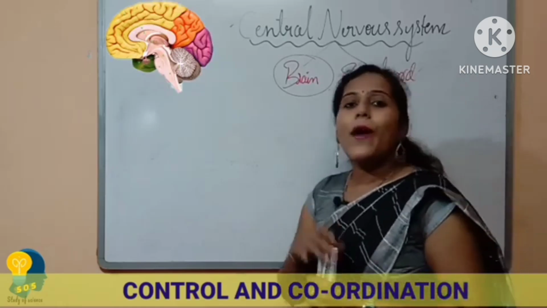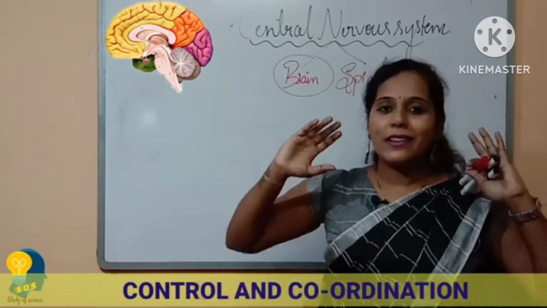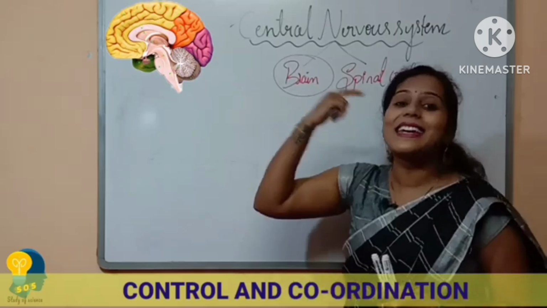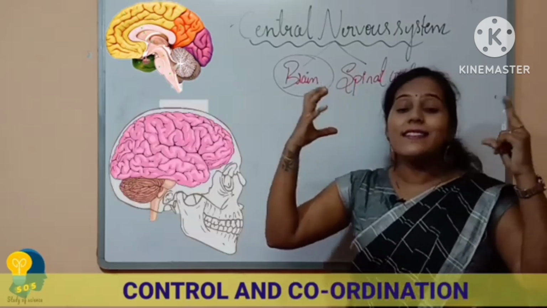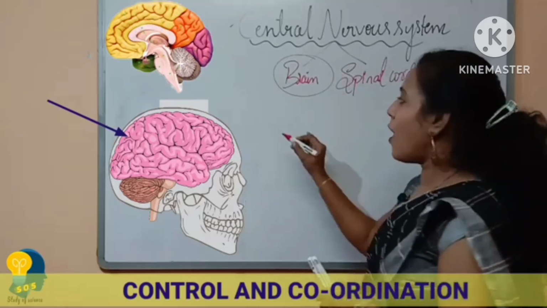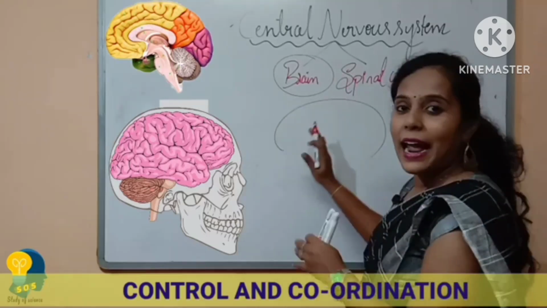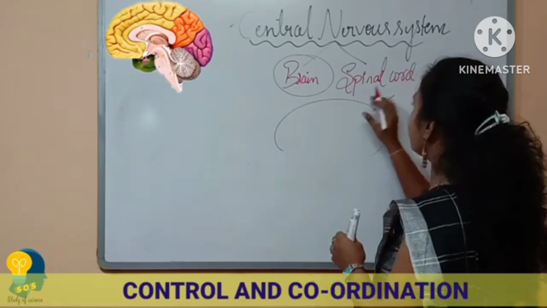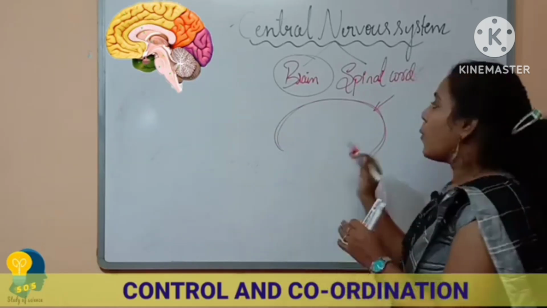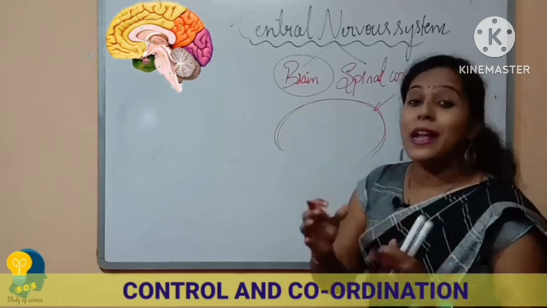Where is our brain present? You all have that sense, right? The brain is present inside the skull, inside the bony cage. I will roughly draw it. If this is our head, this is our skull. Inside the skull, there is a bony cage-like structure where the brain is present.